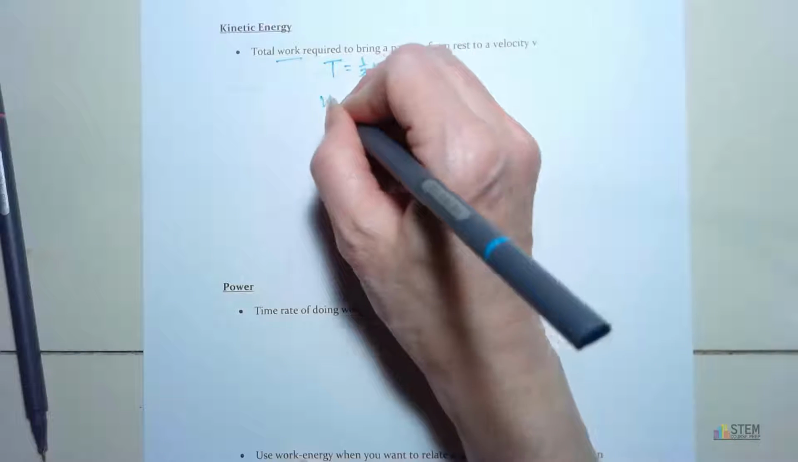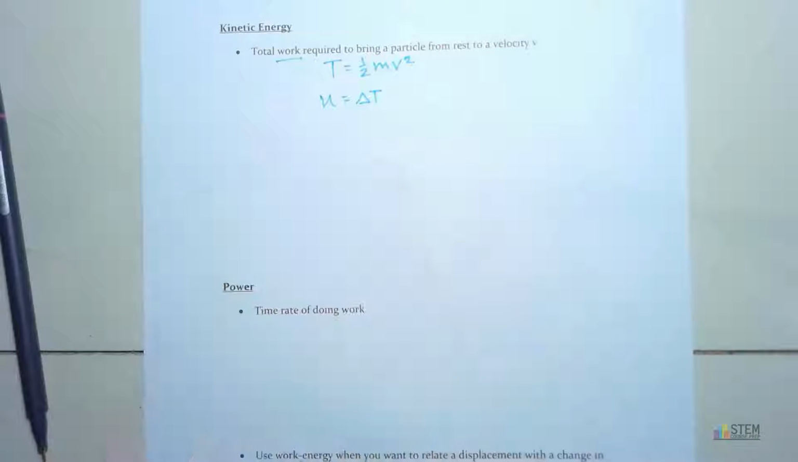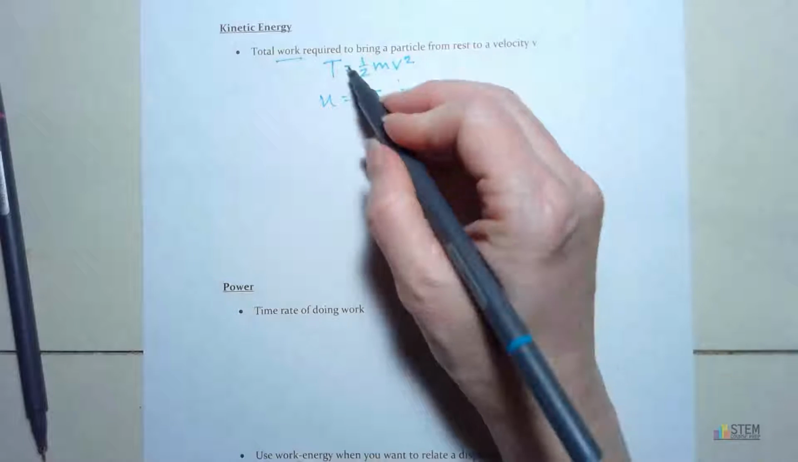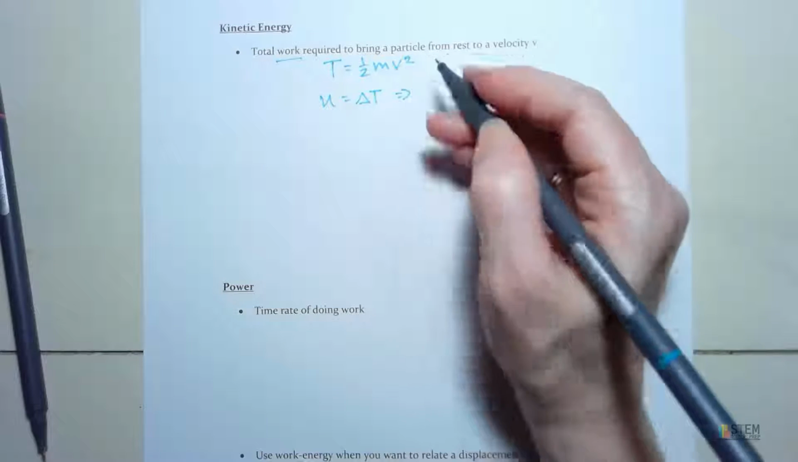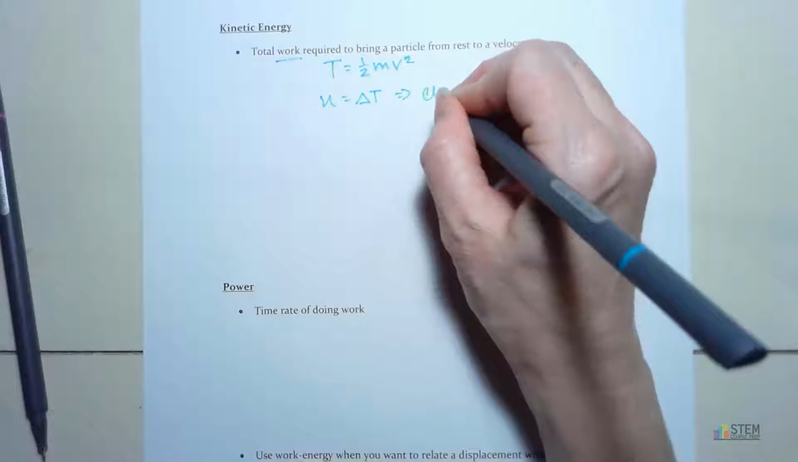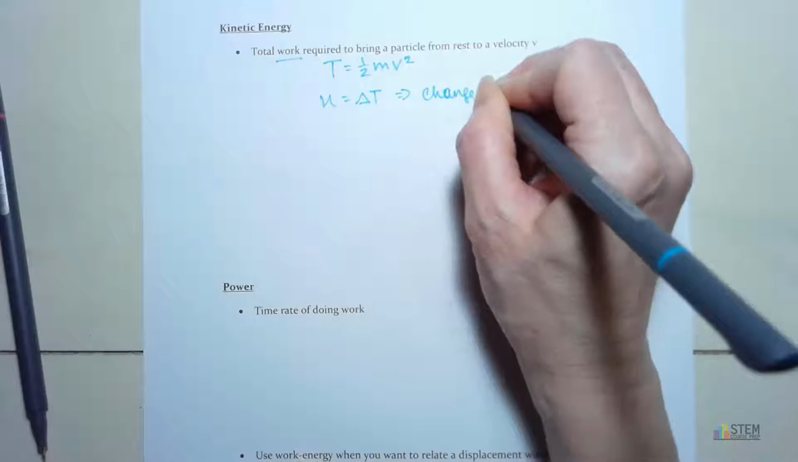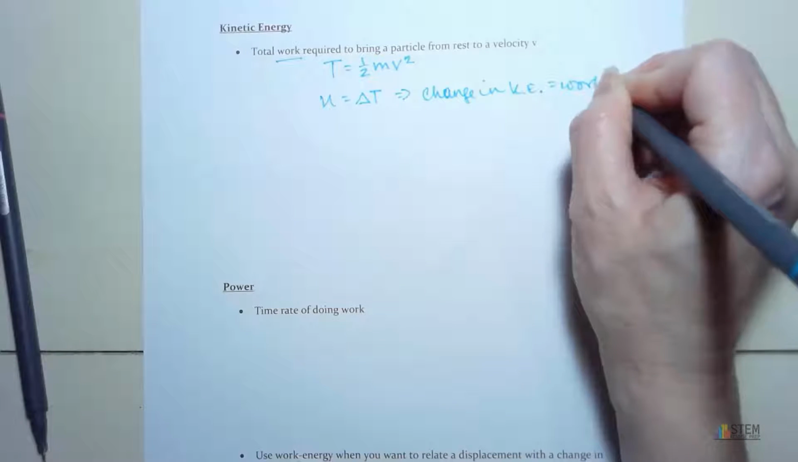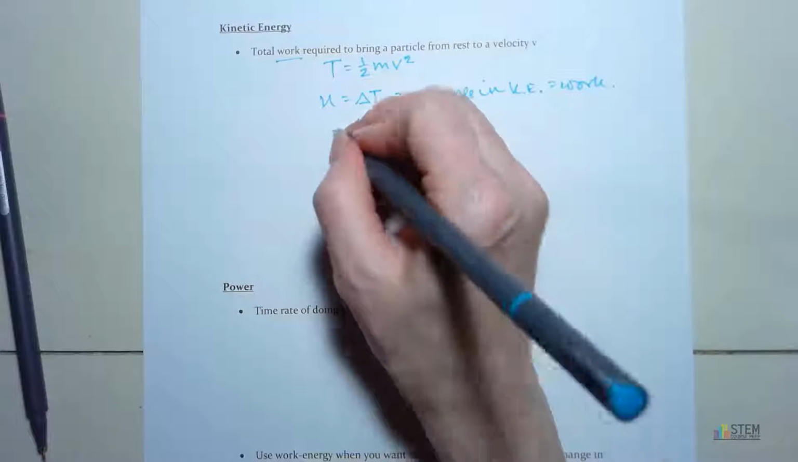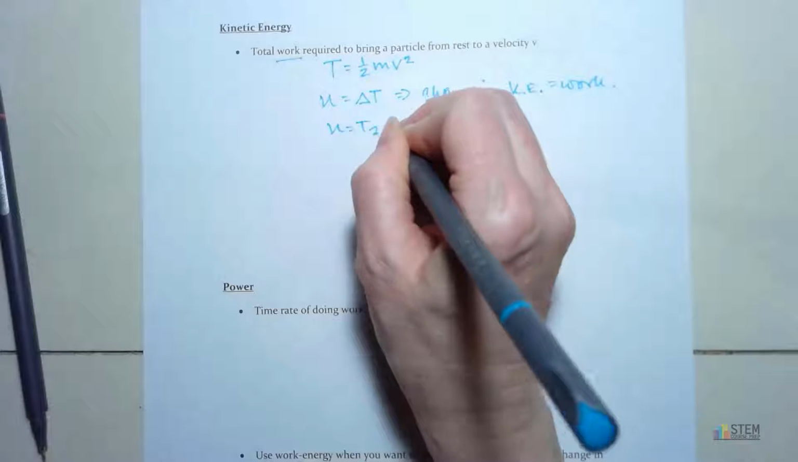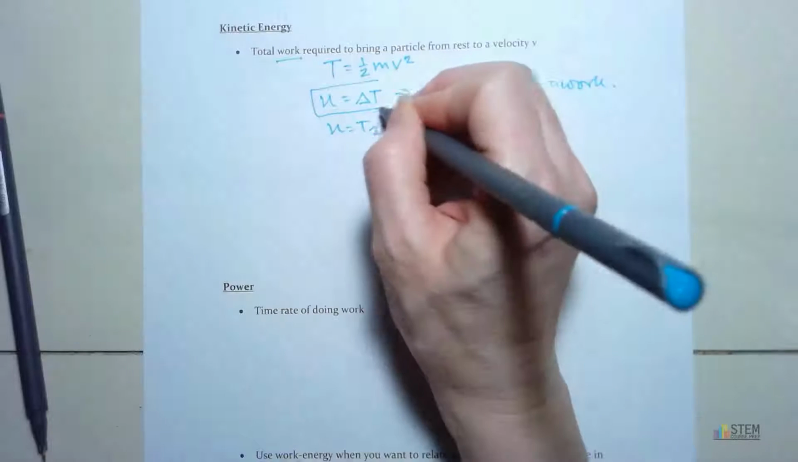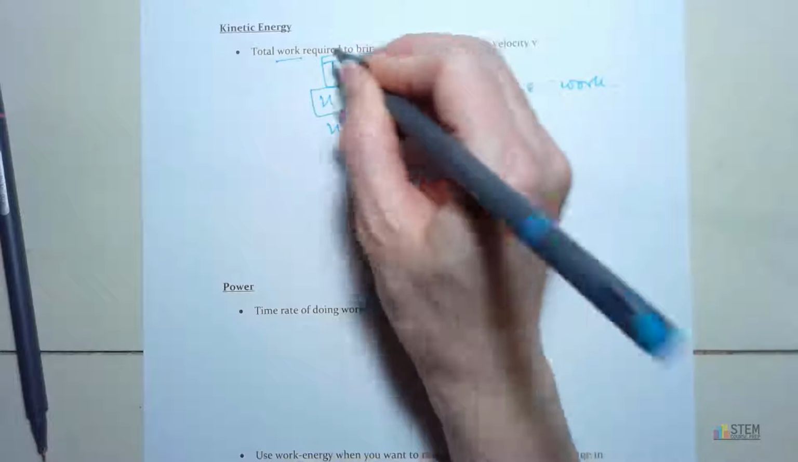And work then will be delta T. So if T is my kinetic energy, then my change in kinetic energy is equal to work. So U is going to be T2 minus T1. So now we've got that.